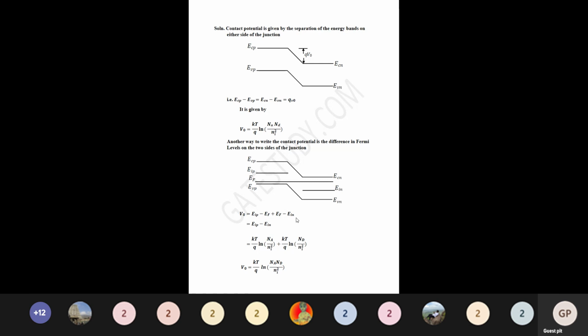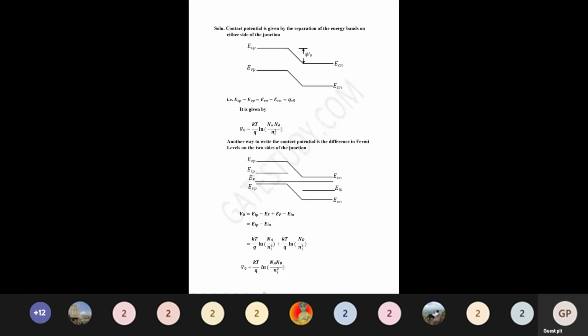EiP minus EiN is equal to kT by q ln of NA by ni square plus kT by q ln of ND by ni square. You take kT by q commonly outside, and ni square is also common, so it is ln of NA ND by ni square. That's the expression.